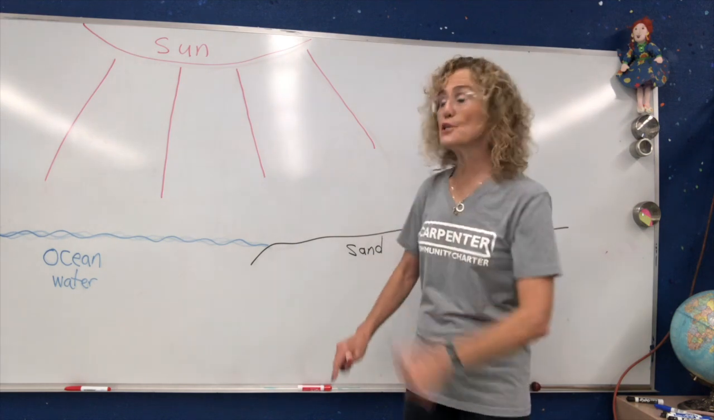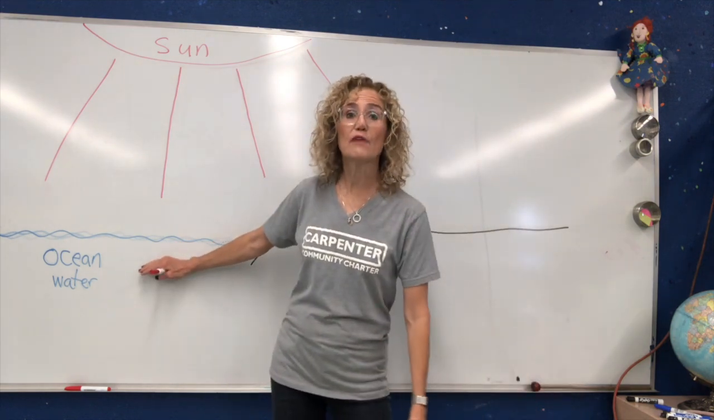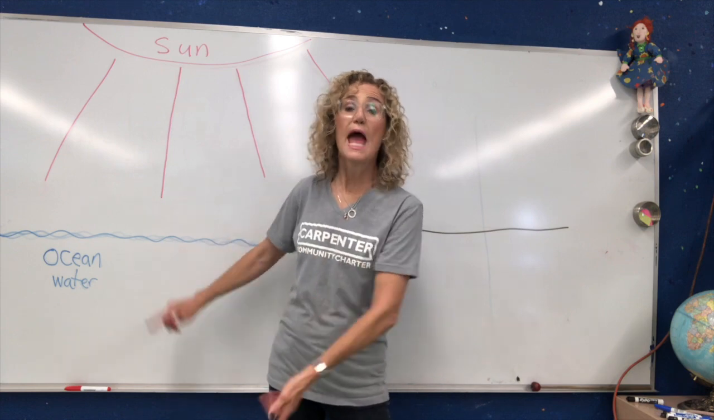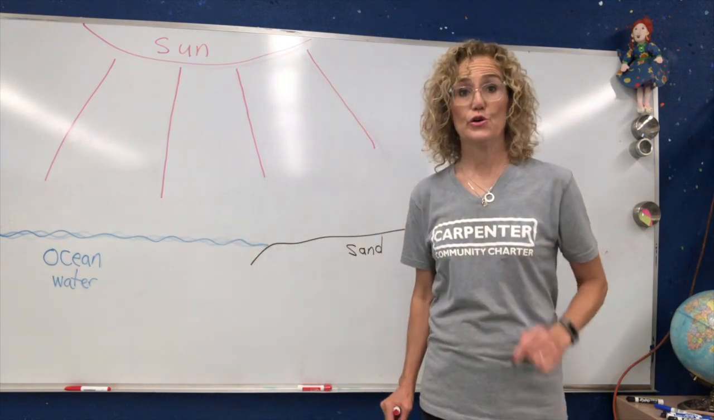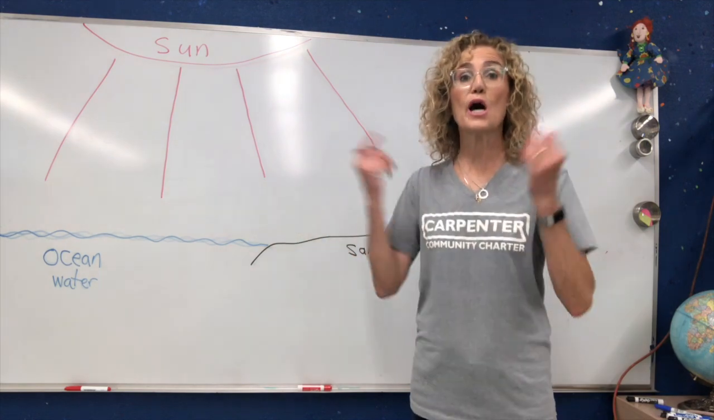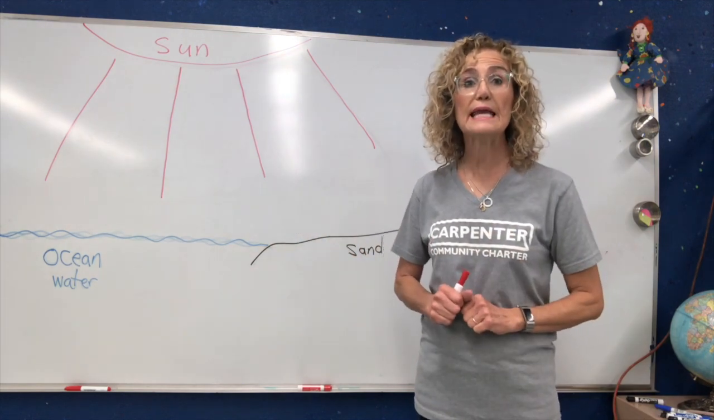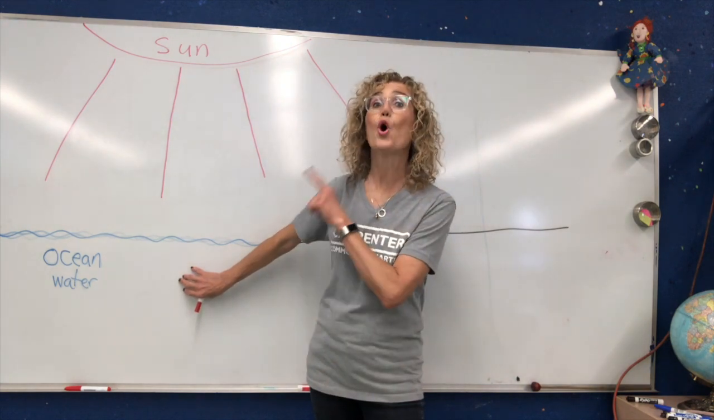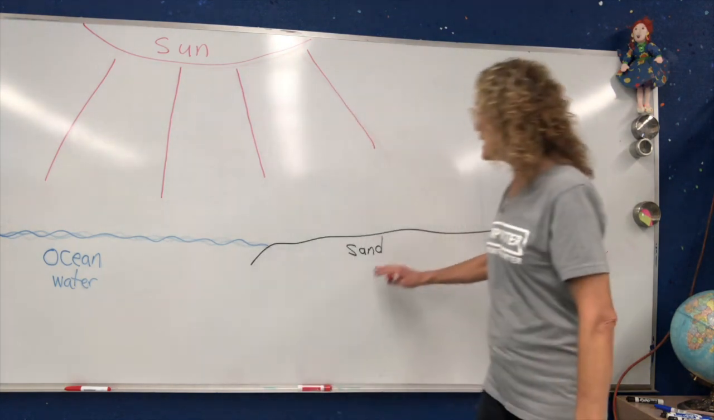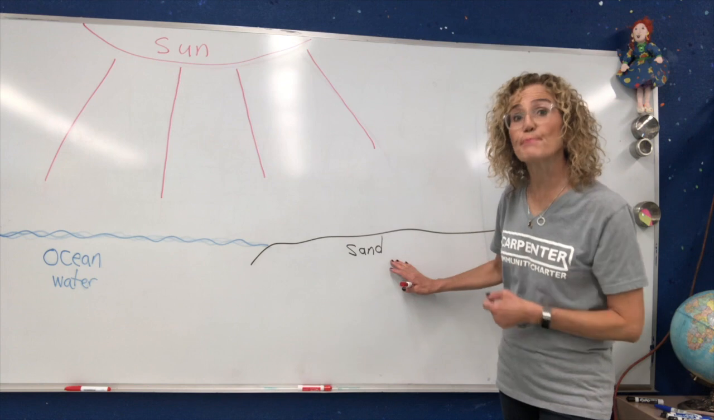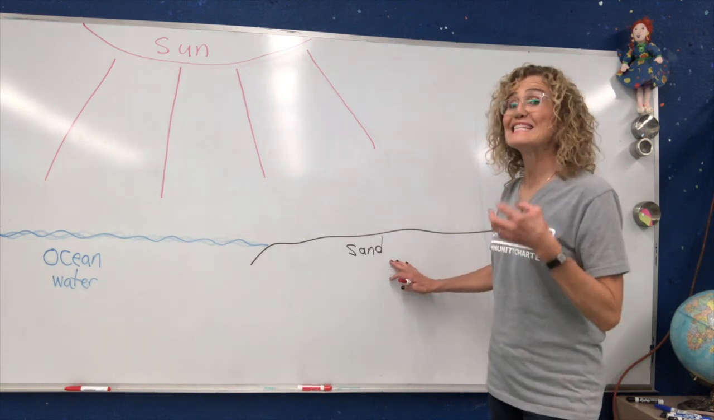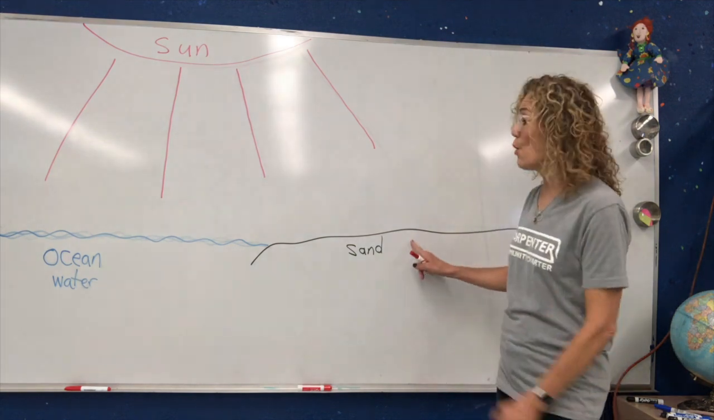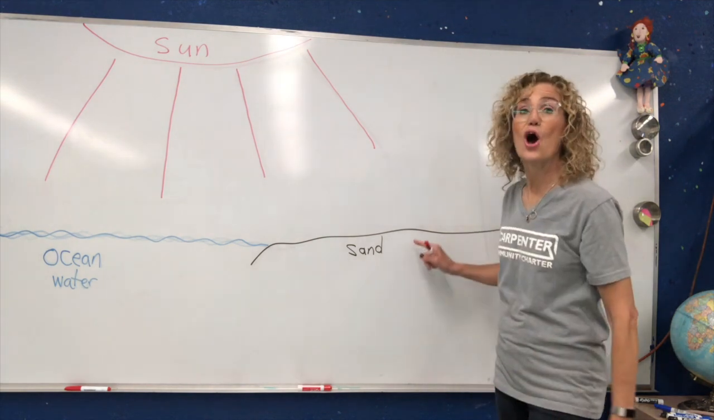Here we are at the beach, and the beach has a lot of water. The ocean is right there. And from our experiment, we learned that it takes a long time for water to heat up. So the water is kind of cold. But here we are at the sand, and from our experiment, we know that the sand will heat up very fast. And so the sand is hot.